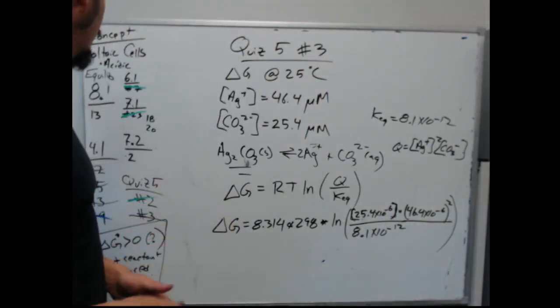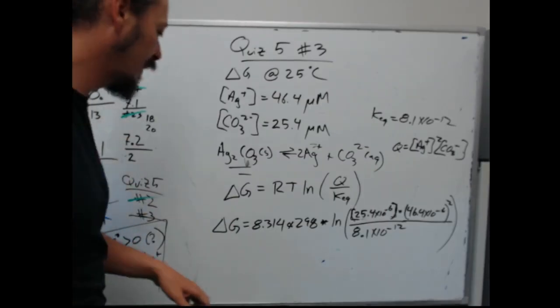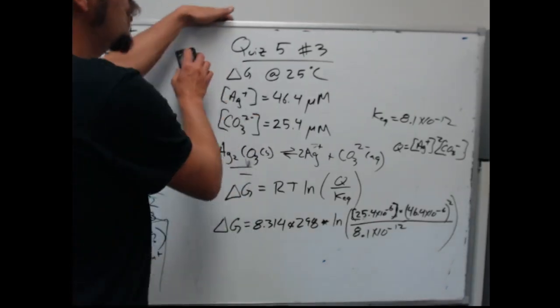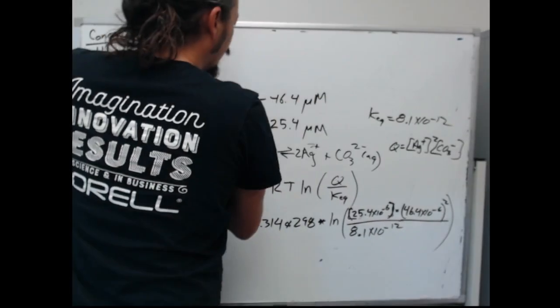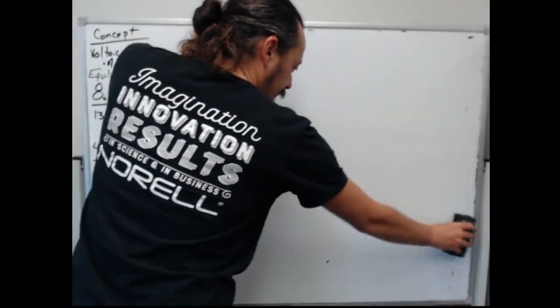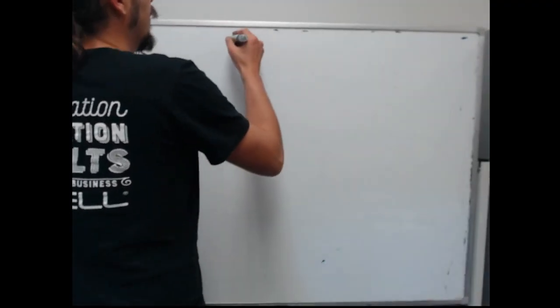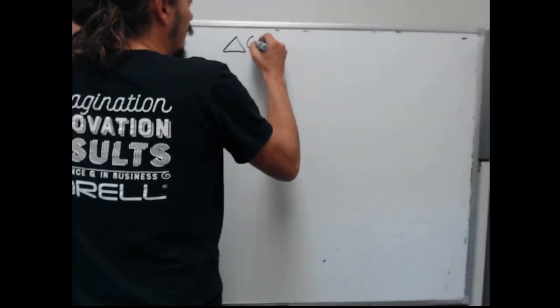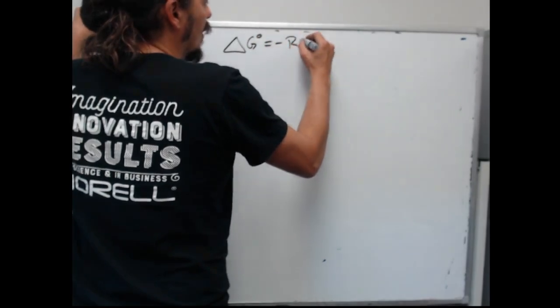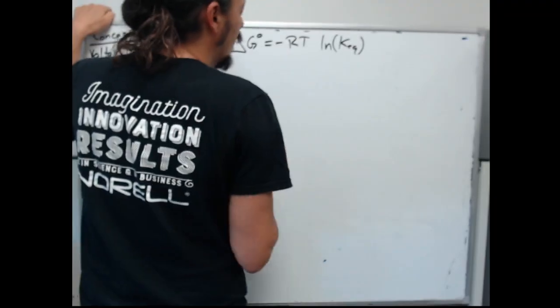So let's talk a little bit about what's going on with voltaic cells generally, and then we'll get into some of the specific problems. Generally what's going on with voltaic cells is still the same energetic considerations, right? We have some sort of delta G is equal to negative RT ln KEQ associated with it.